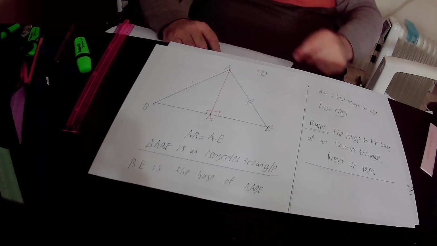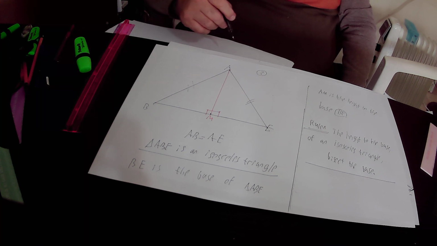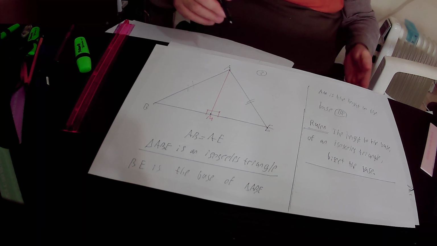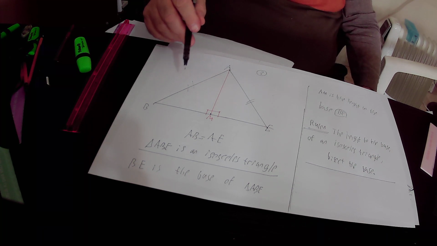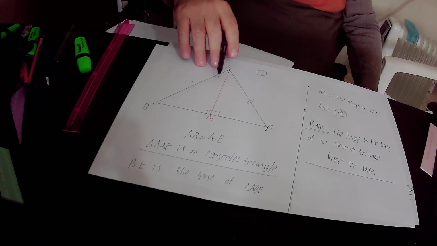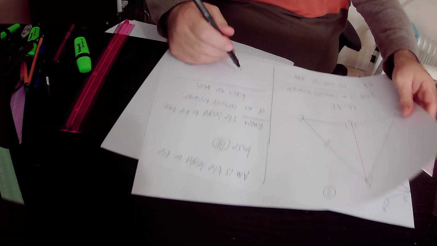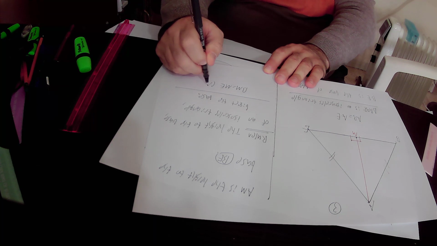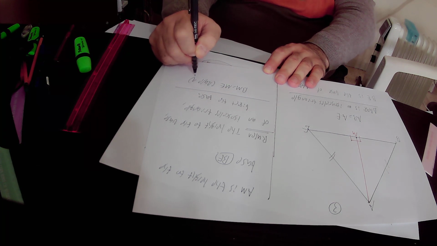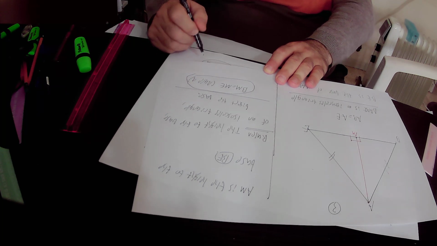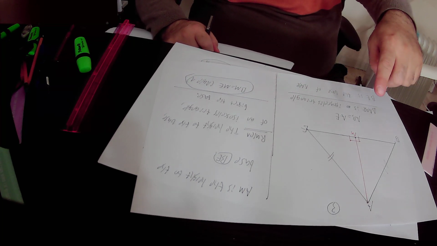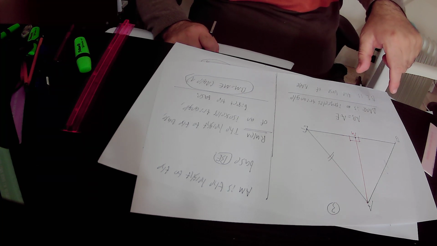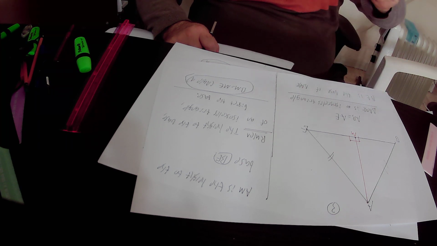So here we have an isosceles triangle, triangle ABE, and we have the height AM to the base BE, and according to rule number one, the height AM to the base BE bisects the base BE. That is to say BM equals ME according to rule number one. Because the height to the base AM bisects the base BE, that is to say it divides it into two equal parts, BM equals ME.